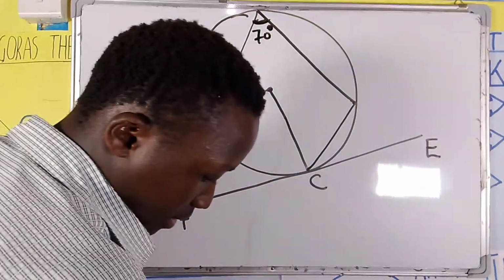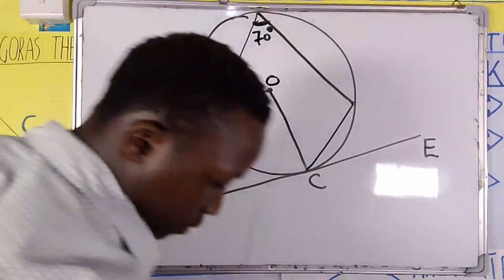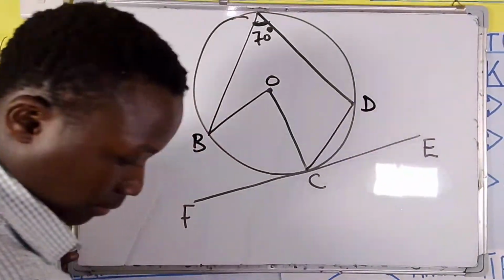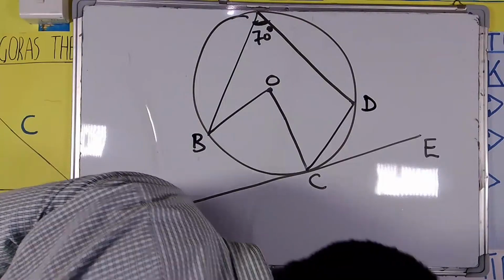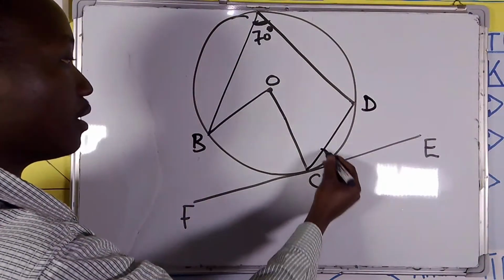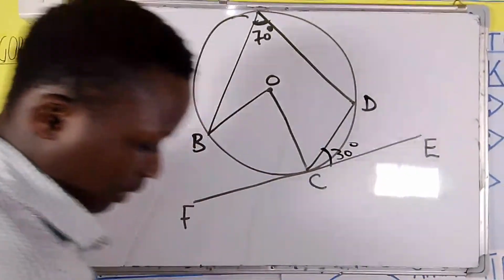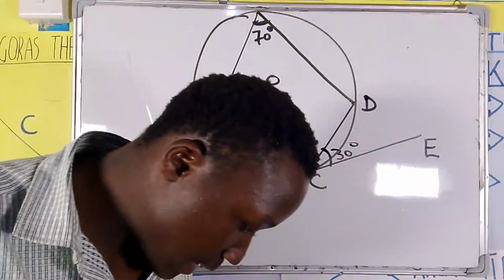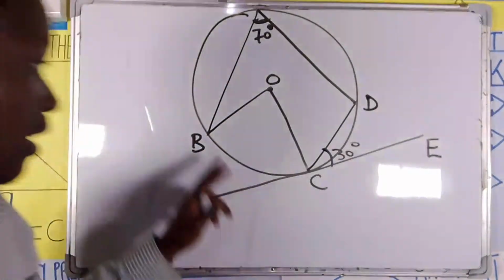That one is 70. This one is B. This one is center O. This one is D. And DCE, this angle here is 30. This one is 70. We have been told, giving reasons at each stage, determine the size of acute angle BOC.